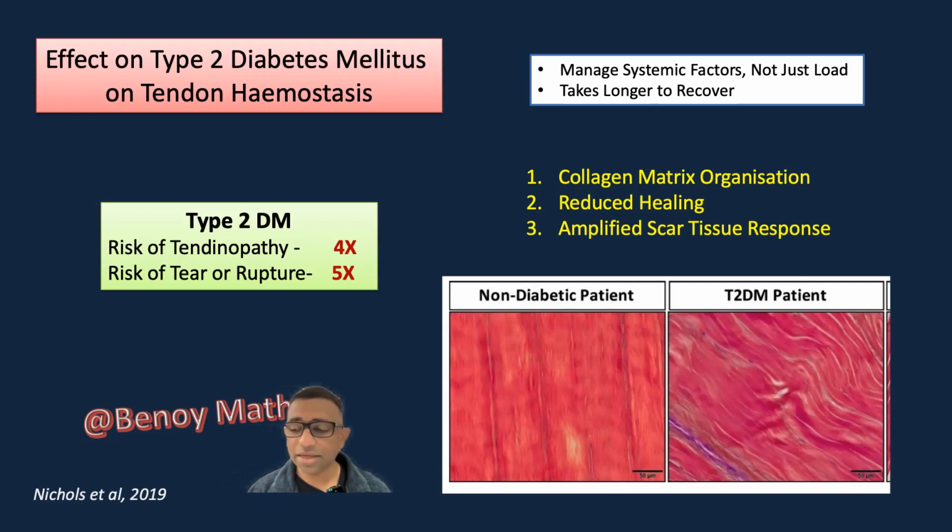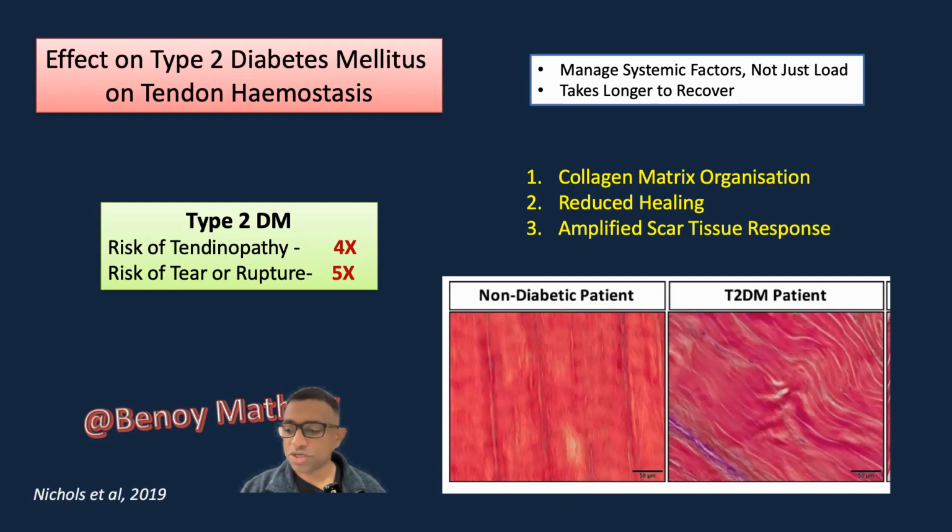So you can see here patients without diabetes, how the structure of the tendons looks, and in diabetic patients there are issues with the collagen matrix organization. So there is increased scar tissue formation in type 2 diabetes, which might be associated with an increased risk of ruptures or impaired restoration as well. So those factors are really important to look at.